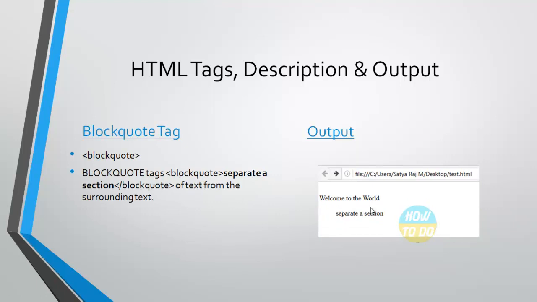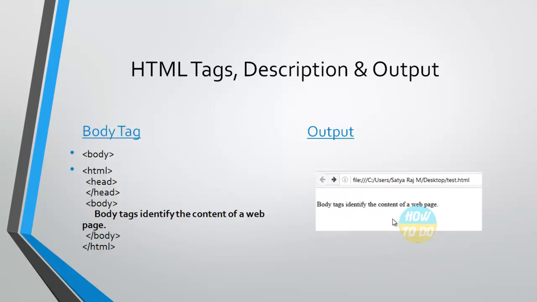The next one is block quote tag. Block quote tags, if you open the block quote tag and close it, separate a section, a block quote, a text from the surrounding text. This is the syntax for the same. Block quote, mention the text and close the block quote, wherein the output will be the sentence that you are writing, the word that you are specifying for a block quote will be separated from that particular sentence, and it will be highlighted separately. In that way, you will be able to use the block quote tag.